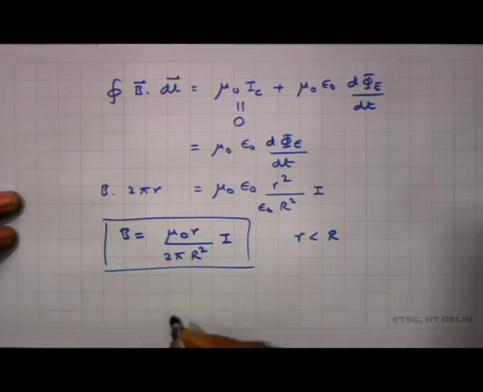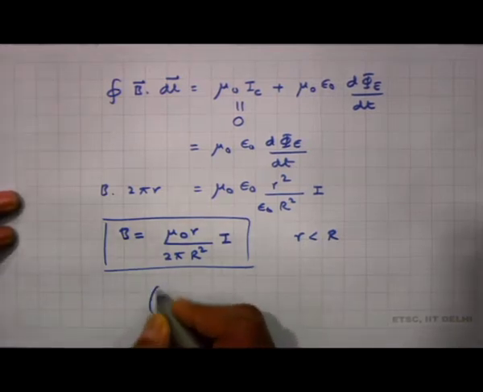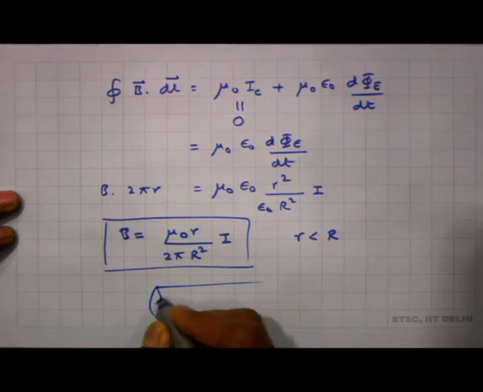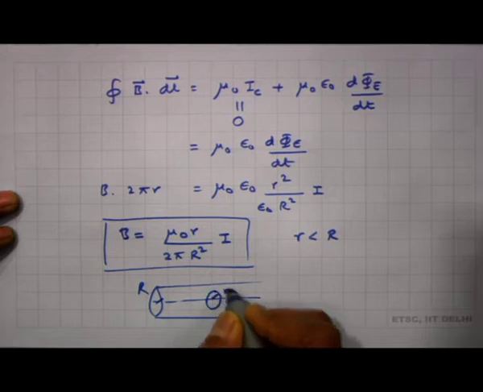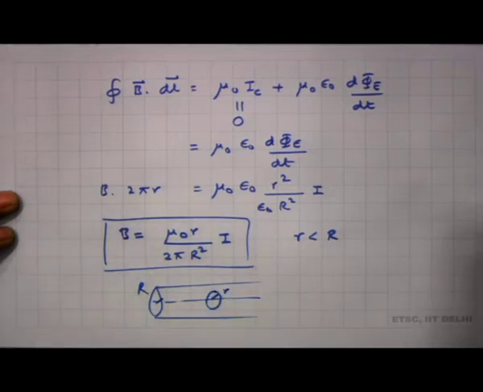Now, I leave this as a problem to you: you can show that if you take a conductor of radius capital R, that is the axis, and if you calculate the magnetic field at a distance r from the axis within the conductor, you will get exactly the same expression as this.